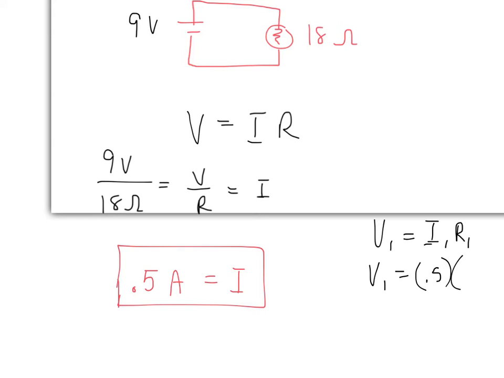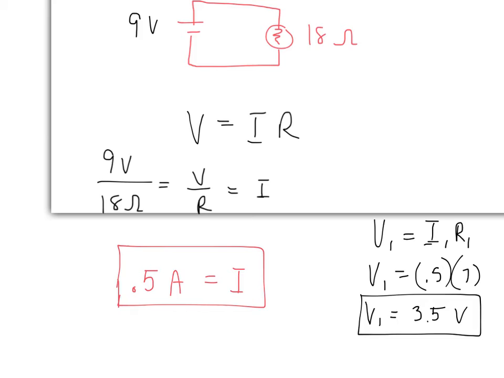But what's the resistance for the first bulb? Let's assume we're going out the bottom terminal counterclockwise. What was the bottom resistor we had in the original diagram? 7 ohms, right? So what's the voltage across the first bulb going to be? 3.5 volts. That's the first bulb's voltage drop.